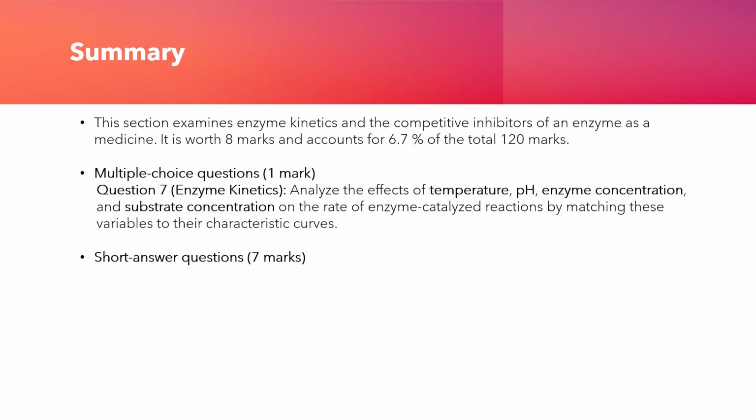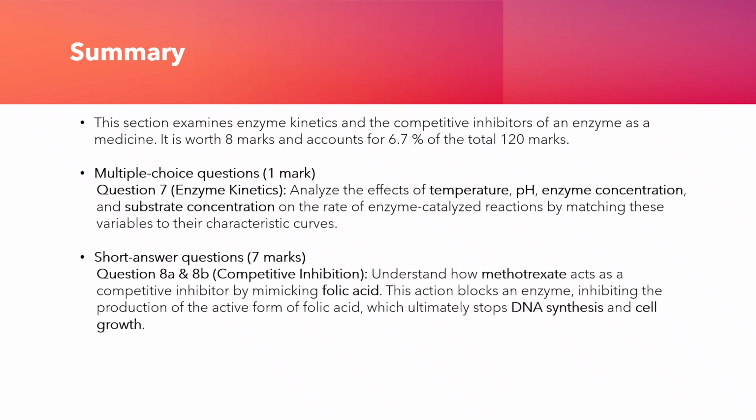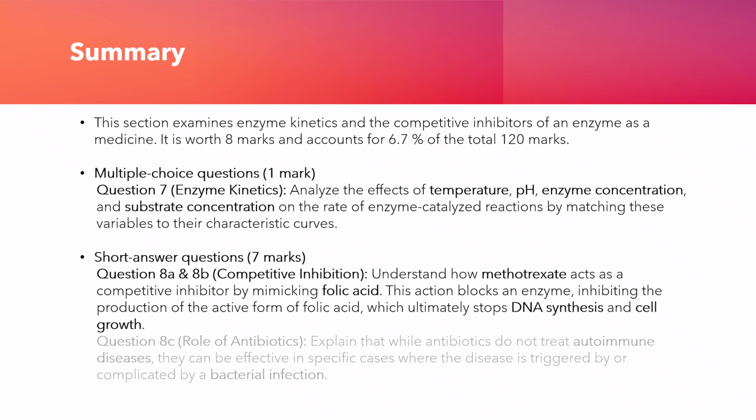Short answer questions. 7 marks question 8a and 8b. Competitive inhibition. Understand how methotrexate acts as a competitive inhibitor by mimicking folic acid. This action blocks an enzyme, inhibiting the production of the active form of folic acid, which ultimately stops DNA synthesis and cell growth. Question 8c. Role of antibiotics. Explain that while antibiotics do not treat autoimmune diseases, they can be effective in specific cases where the disease is triggered by or complicated by a bacterial infection.